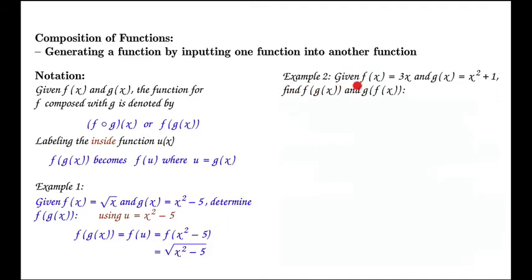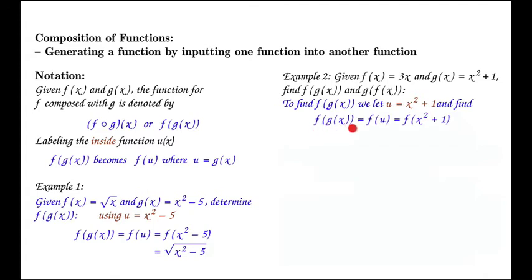Let's look at another example. So now we have f of x is 3x, and g of x is x squared plus 1, and we're going to find both f of g of x and g of f of x. So let's start with f of g of x. It looks like what we had before. Notice our inside function is the g. So we're going to let u be x squared plus 1. Then we're going to find f of g of x, which is f of u, which is f of x squared plus 1. So I'm going to take that x squared plus 1, put it into my f function everywhere I see an x, and I see that that just means I have 3 times the quantity x squared plus 1. Distributing my 3, I have 3x squared plus 3.